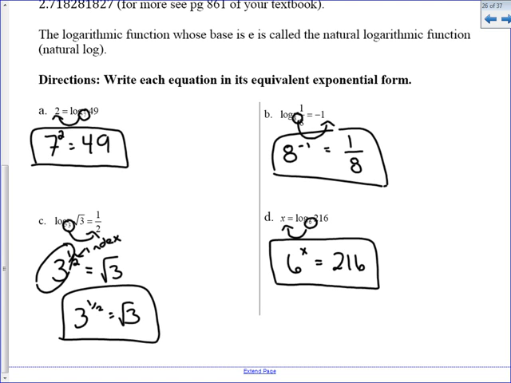And for this, the directions are simply rewrite. We don't need to solve it. But later on, we'll have directions that ask you to solve, but right now it's just going between the two forms. Questions?